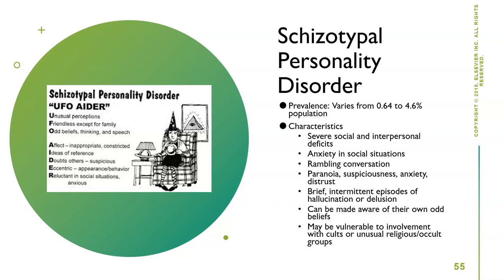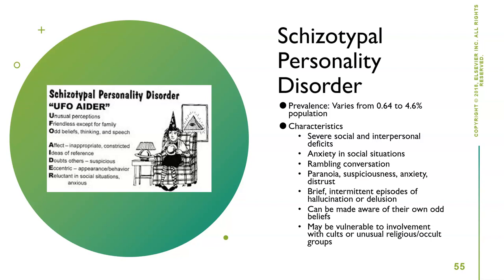to see in schizophrenia. The big difference when we're talking about the hallucinations in schizotypal and schizophrenia is that in schizotypal, you can usually make them aware of what is happening, of the suspiciousness, of the magical thinking. Schizophrenia is a far greater set of delusions and hallucinations.